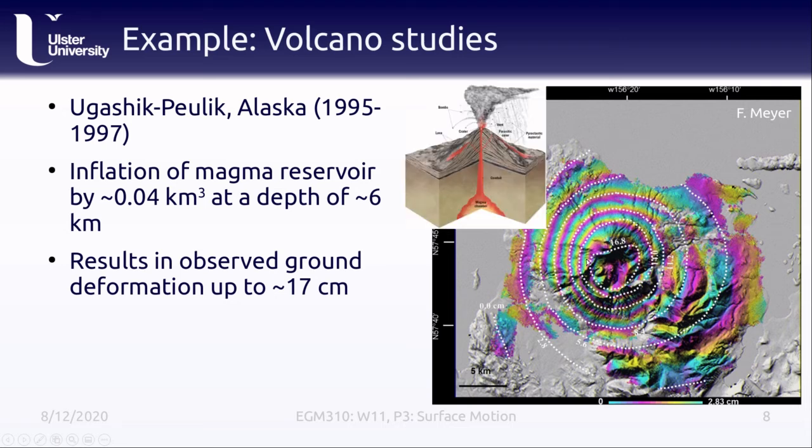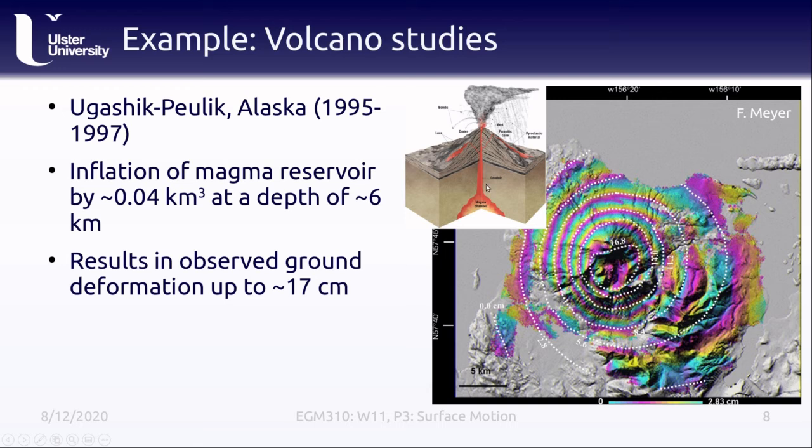Remember that underneath a volcano, we have a magma chamber that stores molten rock or magma that occasionally comes to the surface in the form of an eruption. Changes in the amount of magma can cause the ground above the magma chamber, or the volcano, to move up or down.